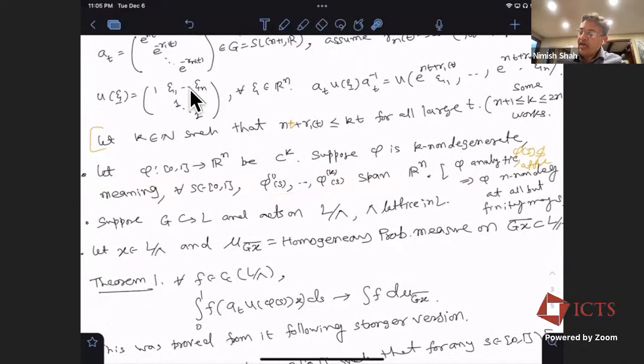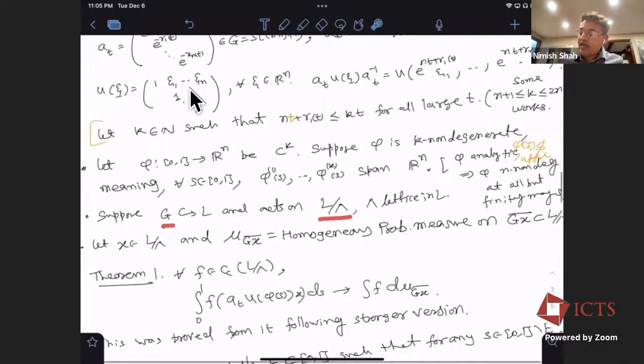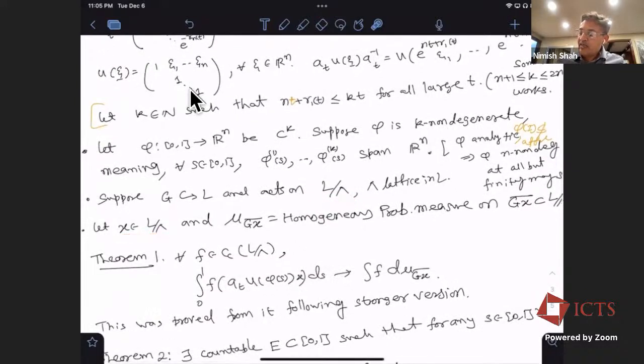Okay, and suppose G is contained in L and acts on L mod lambda, where L is some Lie group and lambda is a lattice in L. So we want to make it more general. We are not going to just look at the action of G on G mod gamma, but something a little bigger. G is contained in L, and you look at the homogeneous space L mod lambda, and G acts on L mod lambda. Now, you take any x in L mod lambda, then by Ratner's theorem, the closure of Gx is a homogeneous space, a very nice space.